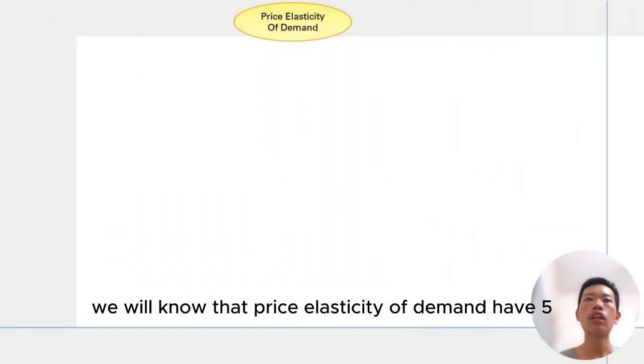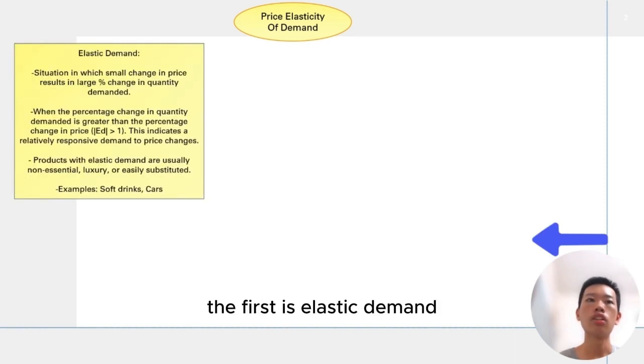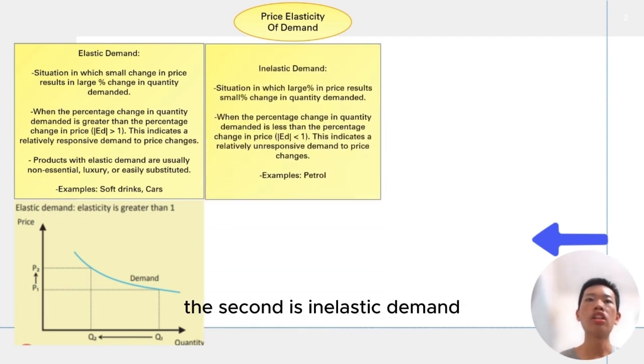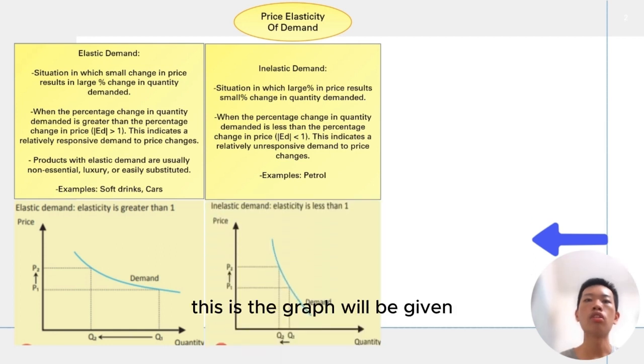We will learn that price elasticity of demand has 5 types. The first is elastic demand, which means ED is more than 1. For example, soft drinks and cars. This is the graph, so we will know very easily. The second is inelastic demand, which means that ED is less than 1. For example, petrol. This is the graph for less than 1 elasticity.